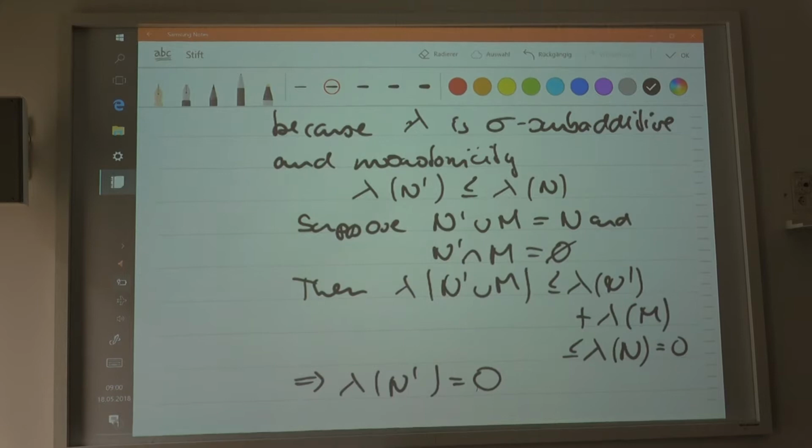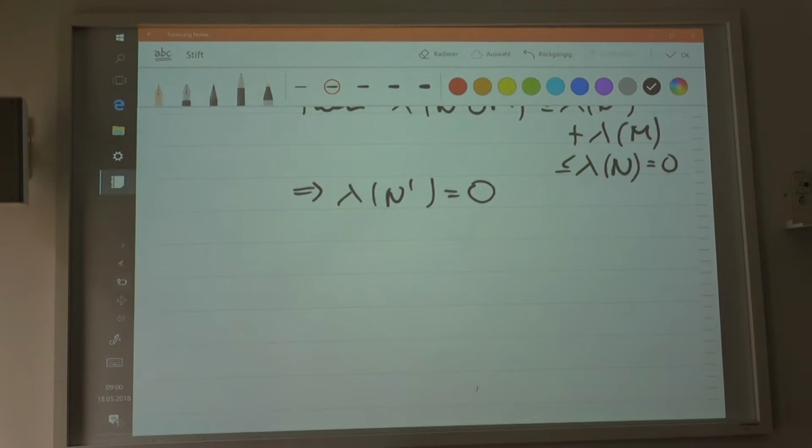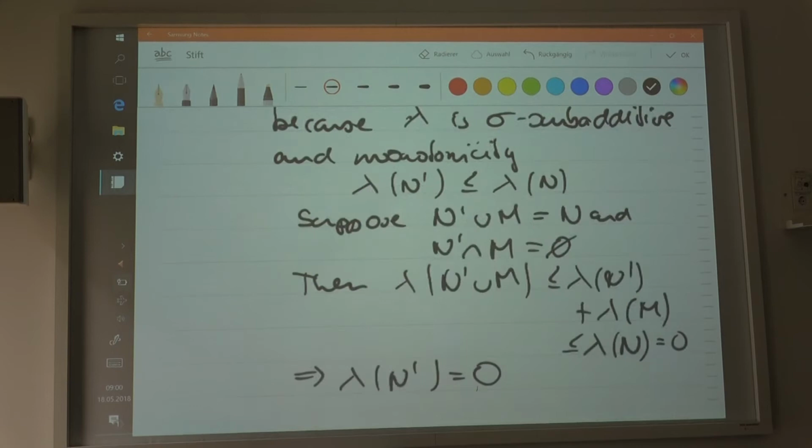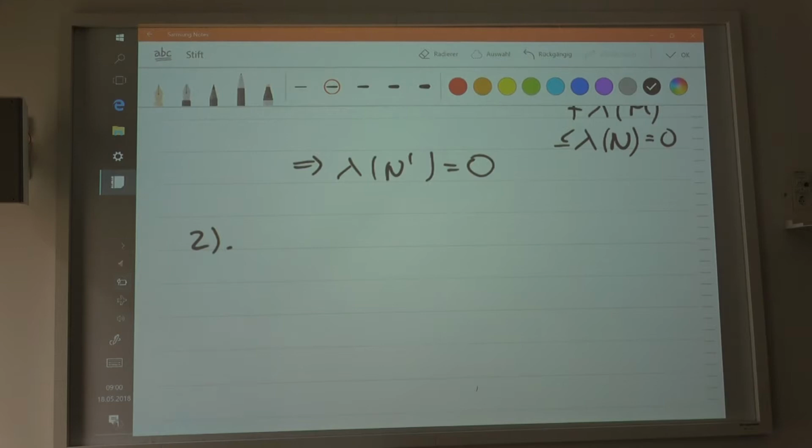We show that it is Carathéodory-measurable. So that was the first part, and this is the second part. Now, how do we show that the sets N prime are Carathéodory-measurable? So how do we show it?